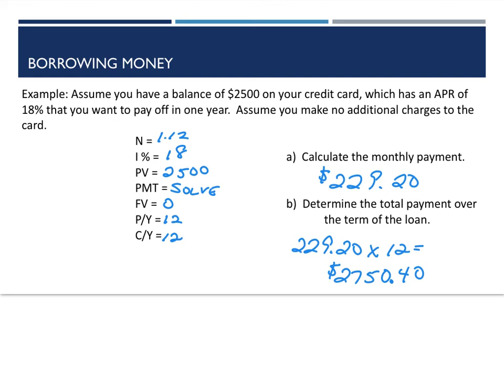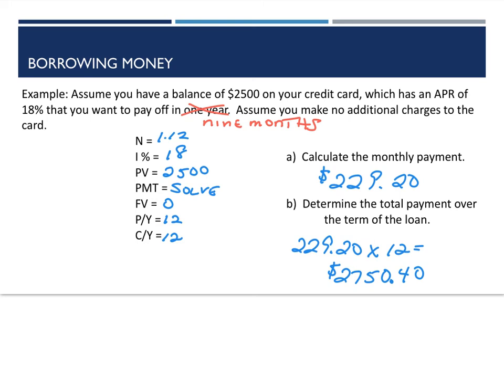Now, one thing that I want to go over real quickly before we leave is what if we wanted to pay it off in 9 months? Say your kid's going to go to school in 9 months and you want to have it paid off before you do that. What changes?